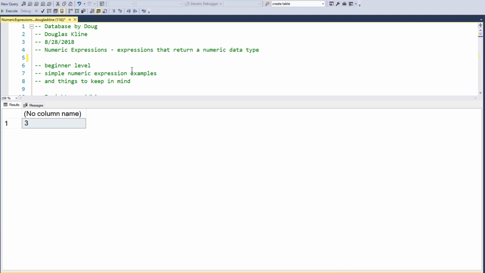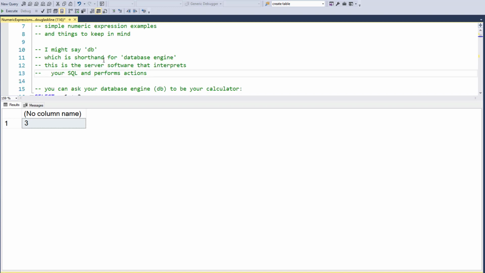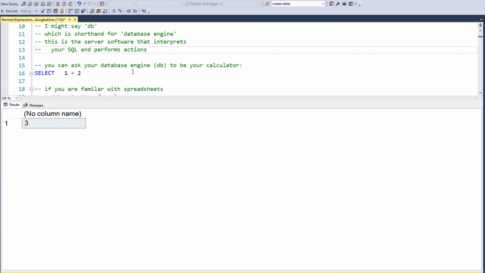So we're going to cover some examples and then just some things to keep in mind as you're working with this. I might say database along the way, and what I mean by that is the database engine. That's the server software, the smart part that looks at what you're typing and submitting and then performs some actions based on what you submit.